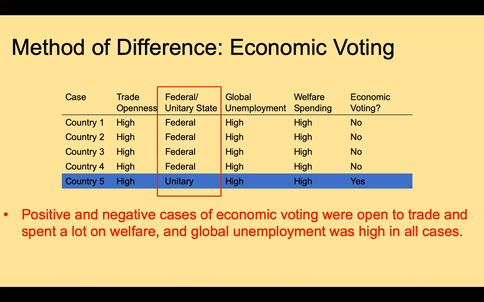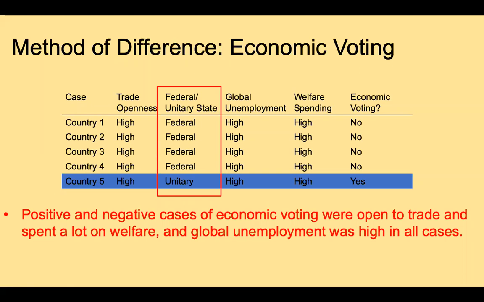So what that meant was that since both positive and negative cases were open to trade, openness to trade couldn't have caused voters to hold politicians, or the incumbent, accountable. And similarly, it was also the case that both positive and negative cases spent a lot on welfare, meaning that a failure to spend a lot on welfare couldn't have meant economic voting, or voters wouldn't have held you accountable for not spending a lot on welfare. And then finally, global unemployment was high in all of the cases.